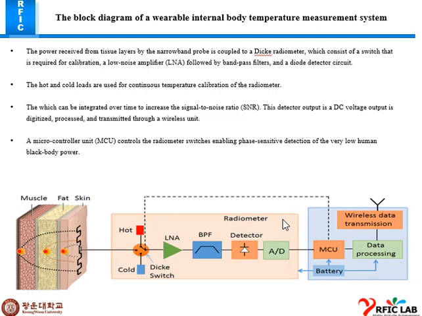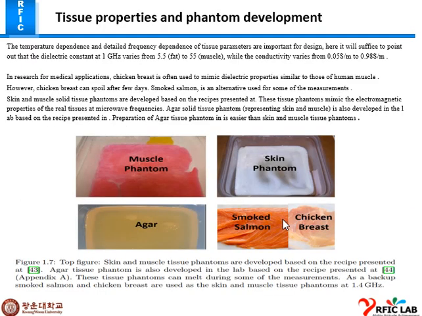Sensitivity, detection of the very low human black body power, tissue properties and phantom development. In this, you can see the temperature, the tissue, muscle phantom, skin phantom, agar, and salmon. Temperature and frequency dependence on the tissue parameters are important for design.